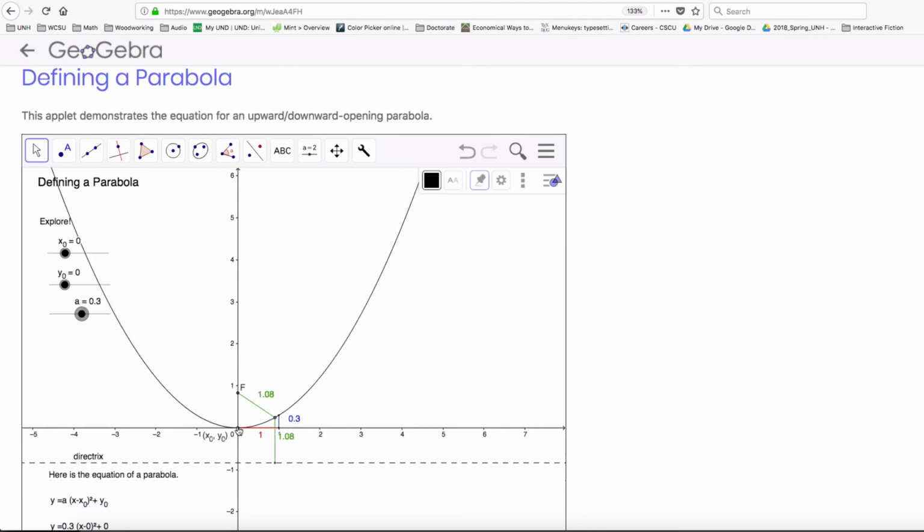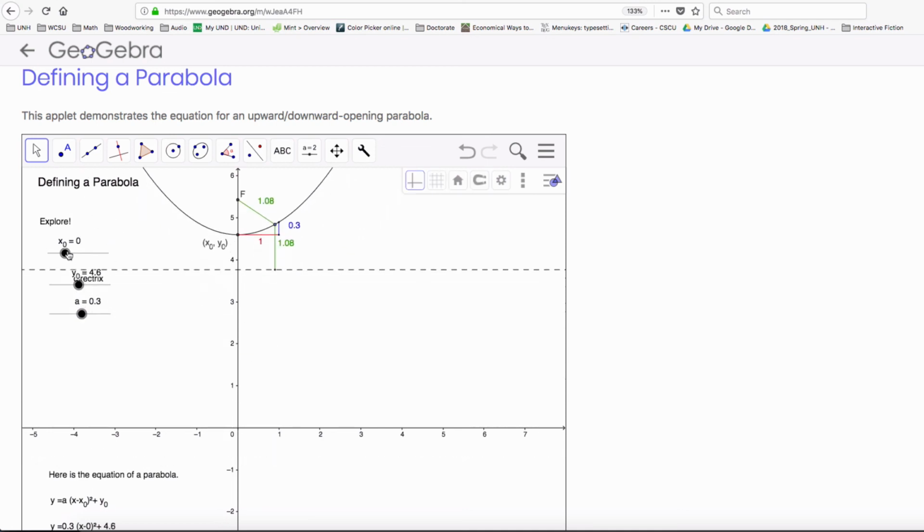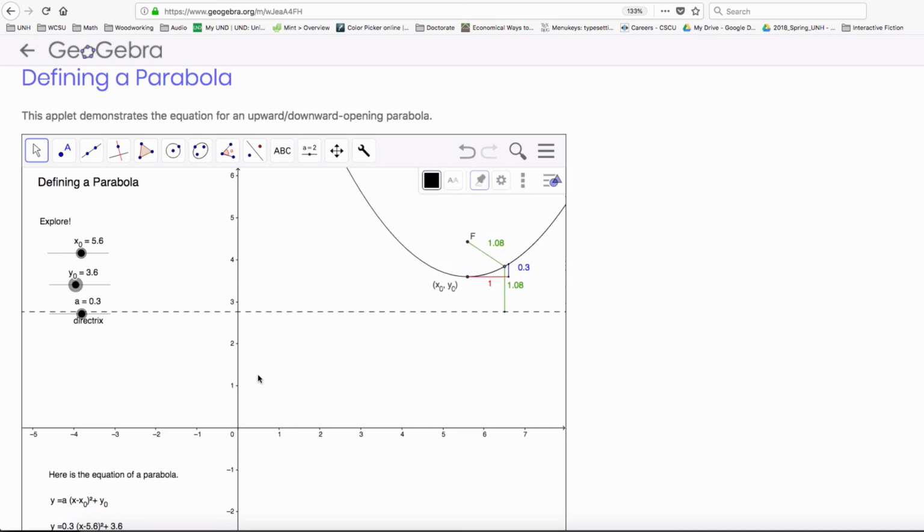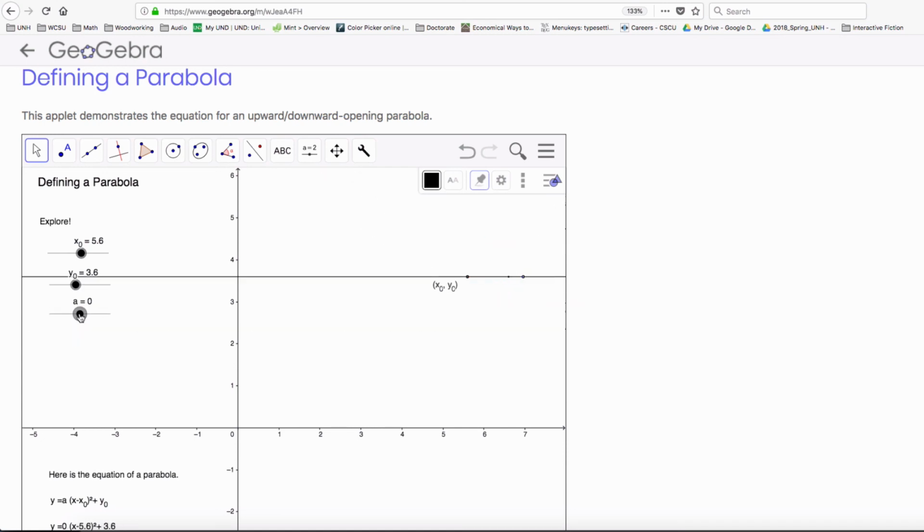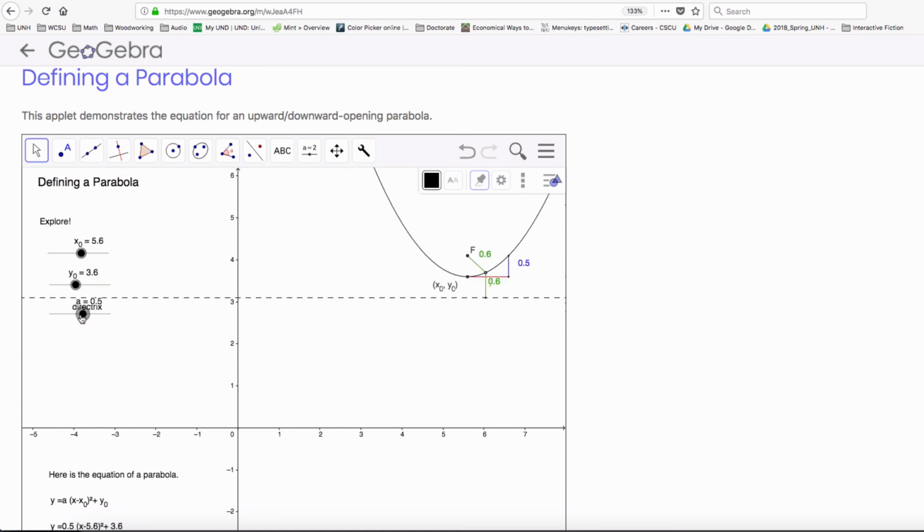So they're all related to the vertex. If I change this vertex and shift it up and shift it over, I guess I don't want to shift it that far up. It disappears. This acts independently and works the same way. I'm making it too small.